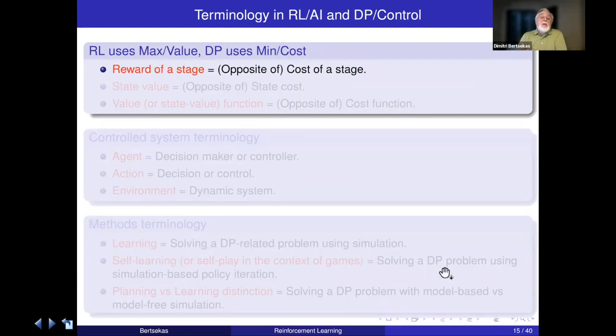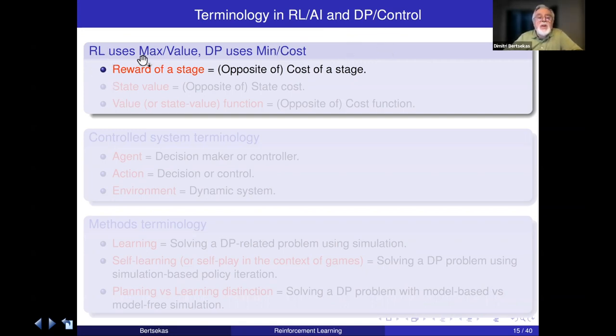Okay, so I know there is an important synergy between reinforcement learning and artificial intelligence, and dynamic programming and decision control. Conceptually, this is very important, and people are coming to understand that. On the other hand, there are some obstacles in making this connection. One has to do with terminology. These two fields use different terminology.